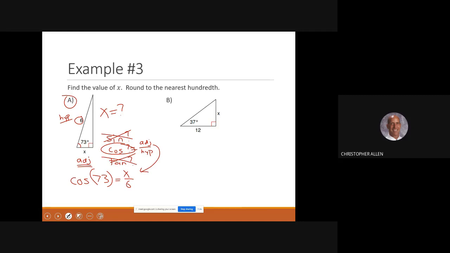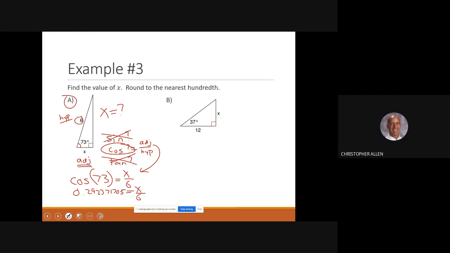So now let's just go ahead and solve this equation. How are we going to solve that equation? Well, it's actually very simple. Let's just go ahead and find the cosine of 73, which is very easy to do with our calculator. I'm going to just type cosine 73 and hit enter. And it gives me 0.292371705 equals, and I've still got that x over 6 over there.